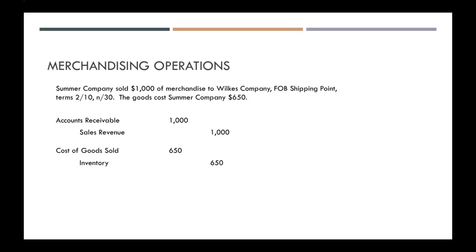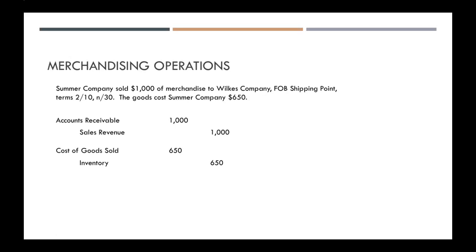So those are the two entries that are made when you make a sale. First, we deal with the credit sale itself, right? We say how much does the buyer owe us and how much in revenue did we make. The second entry is how much were these goods worth to us, right? What was the cost of those goods sold? And how much inventory did we sell? So those are your two entries.